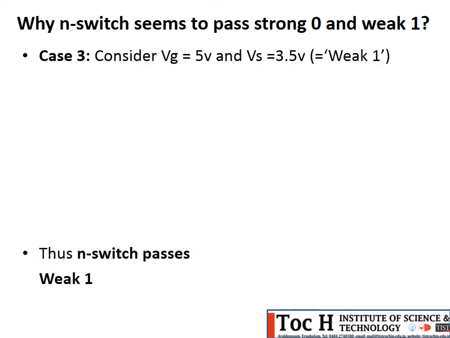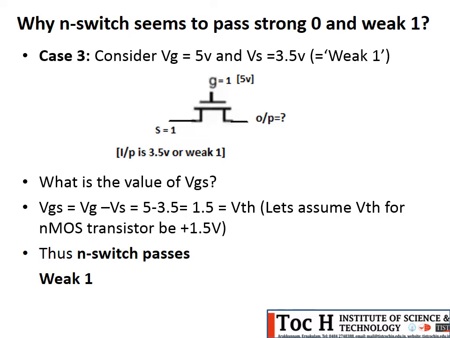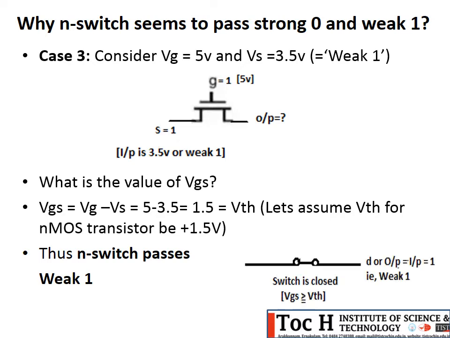Next, consider the third case. Consider Vg equal to 5 volt and Vs equal to 3.5 volt. Remember the weak 1 range. This is the voltage which comes under the weak 1 range. So what is VGS here? VGS is equal to 5 minus 3.5 volt, which is equal to 1.5 volt. So it is actually the minimum threshold that is needed to turn on the NMOS transistor. So in this case the switch will get closed and the input will get passed to the output. So the output is a weak 1.